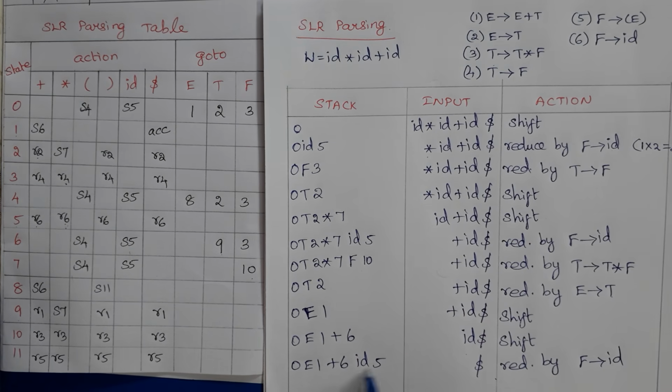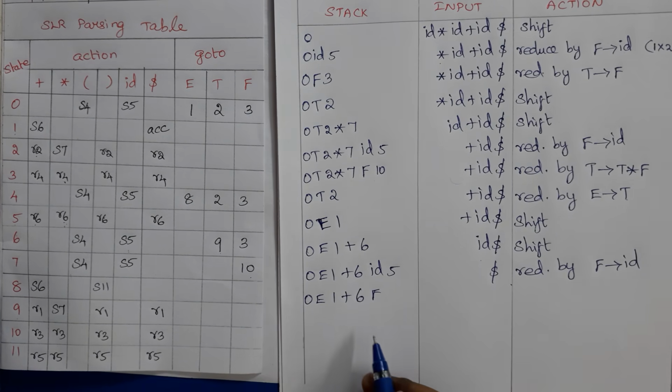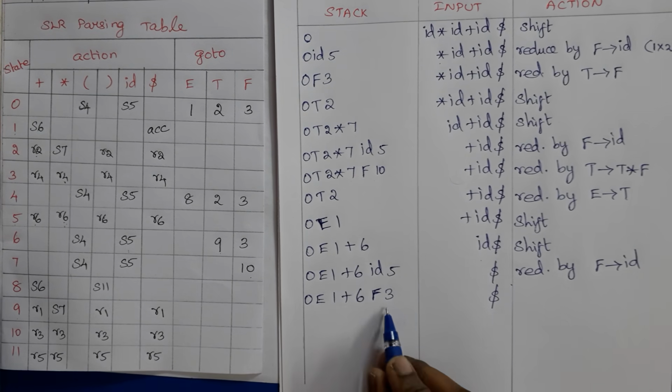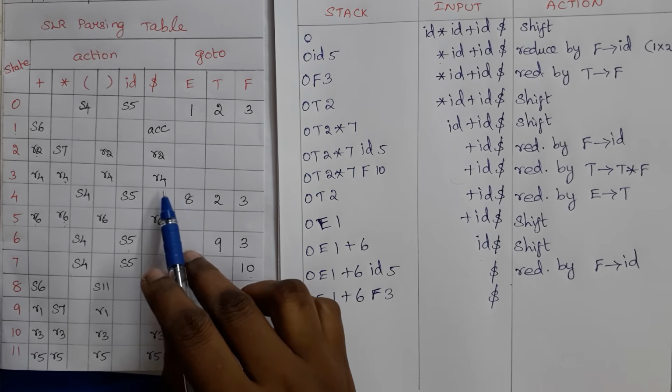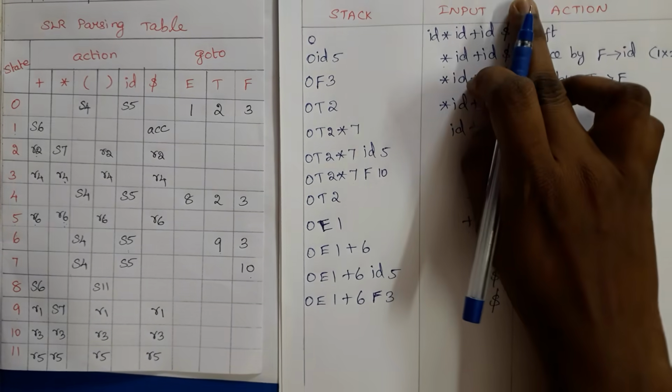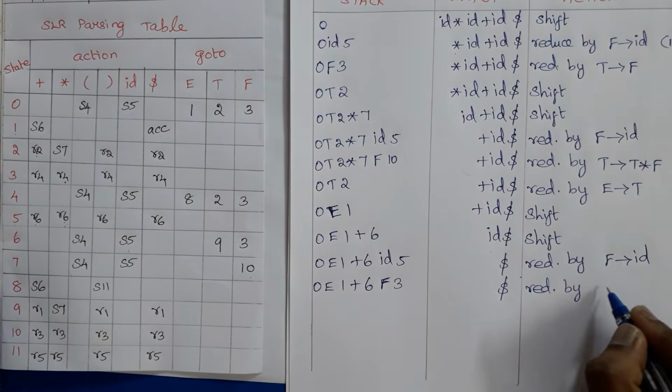So pop 2 symbols from the stack. Then we need to push F and then 6 and F. 6 and F is 3. Then 3 and dollar. 3 and dollar is reduced by 4th production. So reduce by 4th production, T tends to F.